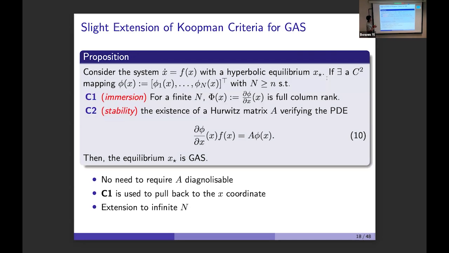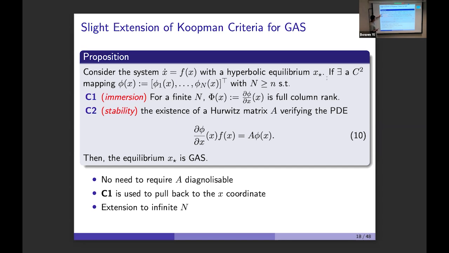Before finding the connection, let me do a slight extension of the Koopman criteria for global asymptotic stability. As I have shown you, the Koopman criteria require distinct eigenvalues, and for a given system the Jacobian may have repeated eigenvalues, which may bring some trouble. So I extend the results a little bit and assume that for the given system we have a hyperbolic equilibrium x star, and we can find capital N observables from phi 1 to phi N, collected in phi, and capital N should be larger than the original dimension of the system.